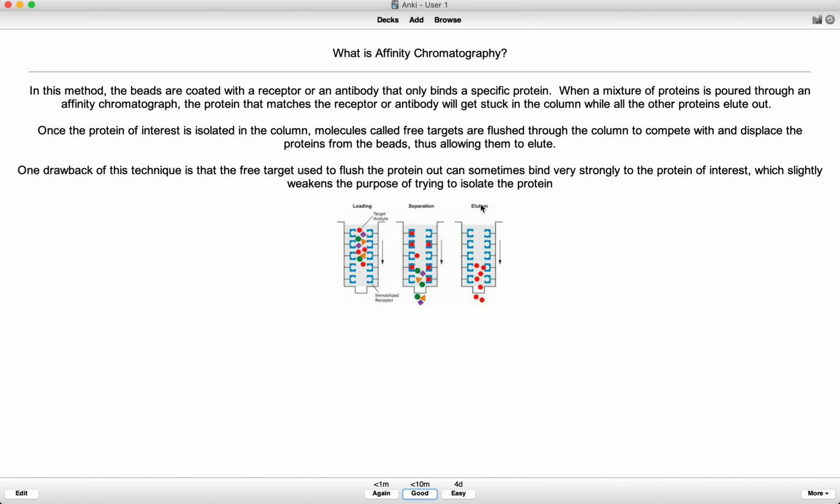We'll just go anyway. In this method, the beads are coated with a receptor or an antibody that only binds to a specific protein. When you pour a mixture of proteins, only the protein that matches the receptor or antibody will be stuck in the column, while the other proteins elute out.